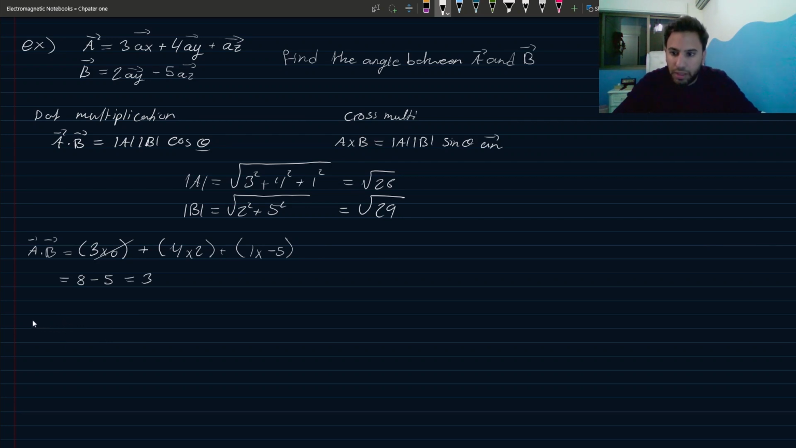And now we can say A dot B divided by the magnitude of A and the magnitude of B is equal to cosine theta, which equals 0.1092, and the cosine inverse of 0.1092 will give us 83.72 degrees, and this is theta.